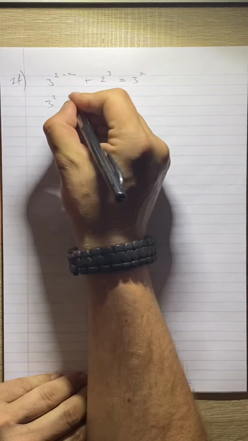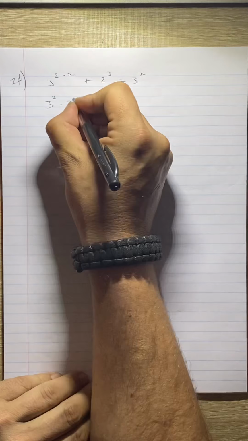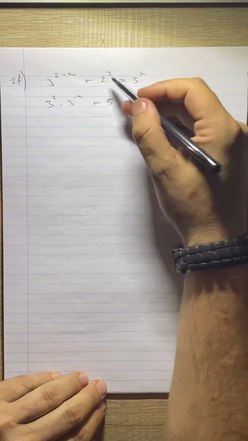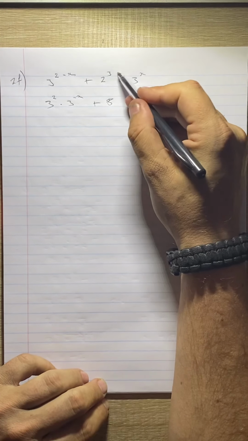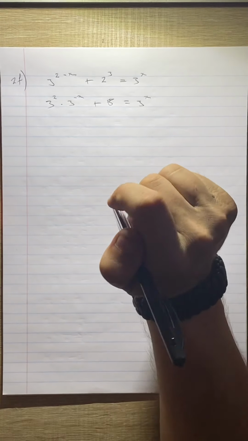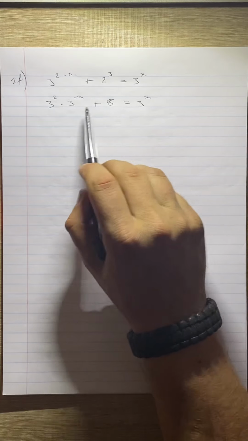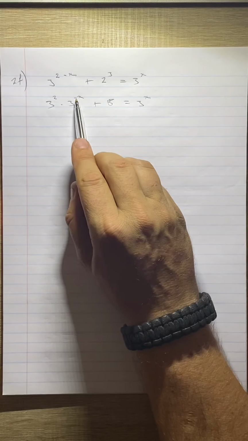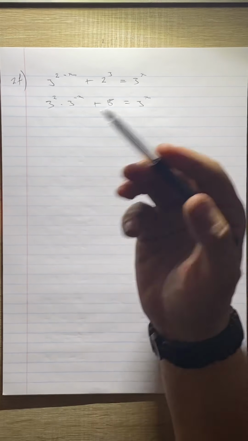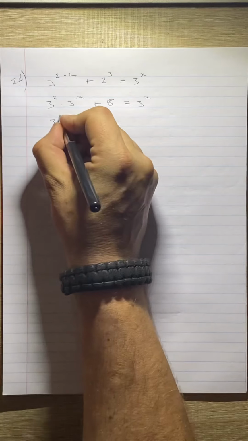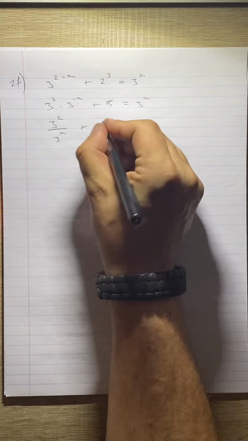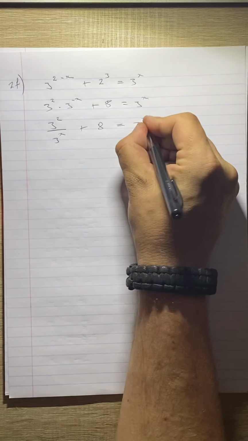So we get 3 to the 2 times 3 to the minus x plus, now 2 to the 3 is just 8. Now guys, I can do that because it doesn't have a variable for the exponent. Equals 3 to the x. So this one is a little bit different from the other ones, just for the reason that one power is not double the other one. You can see we've got minus 1 and we've got 1. So what I'm going to do is put this in the denominator because that's what the negative is telling us. Plus 8 equals 3 to the x.